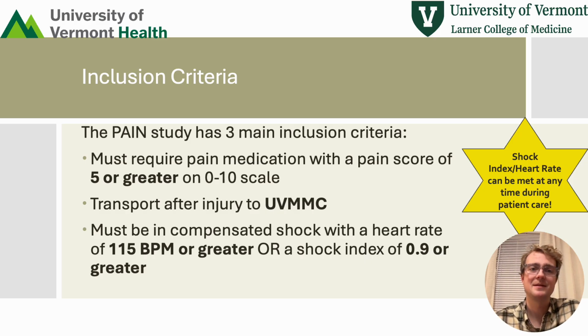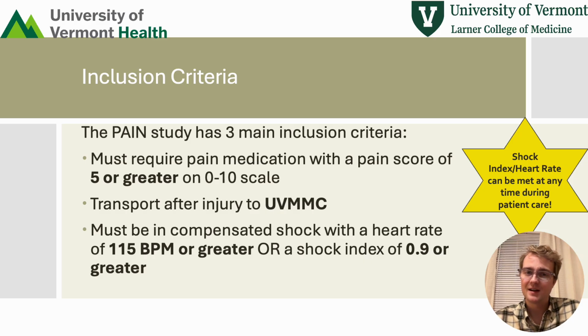Second, the patient has to be being transported to the University of Vermont Medical Center Emergency Department after a traumatic injury. So they have to have a traumatic mechanism to their pain. And finally, the patient has to be in compensated shock, which for this study, that's defined as a heart rate of 115 or greater, or a shock index of 0.9 or greater. And shock index is calculated by taking the heart rate and dividing it by the systolic blood pressure.